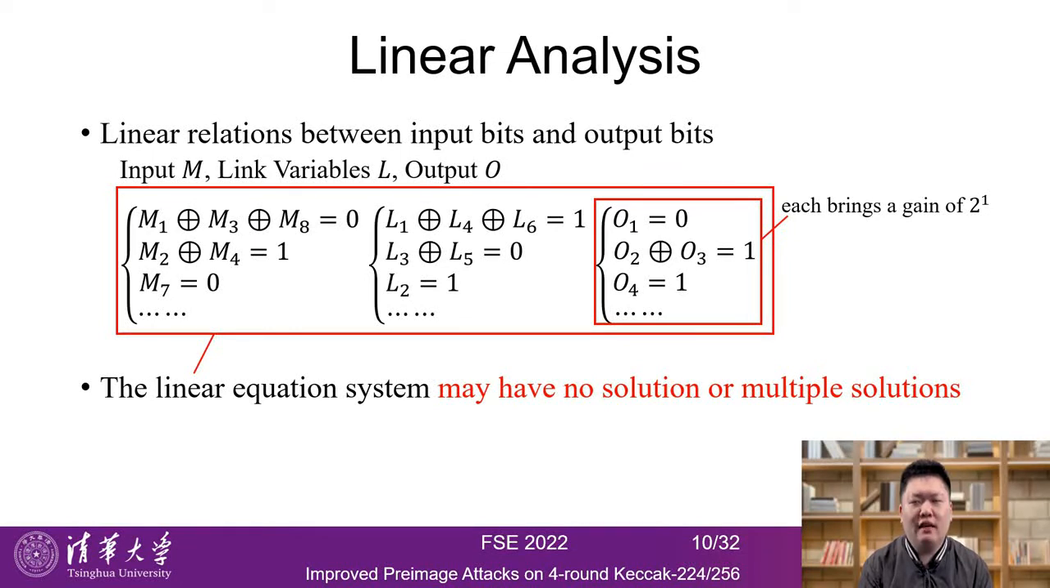Then we can satisfy some conditions in linearized output bits, and each condition brings a gain of 2 to the power of 1. All these conditions above compose a linear equation system, which corresponds to a 0-1 matrix. Actually, the linear equation system may have no solution or multiple solutions. Here we remind again that we neglect the cost of solving it. We are only concerned with the number of solutions in total for matching the entire output.